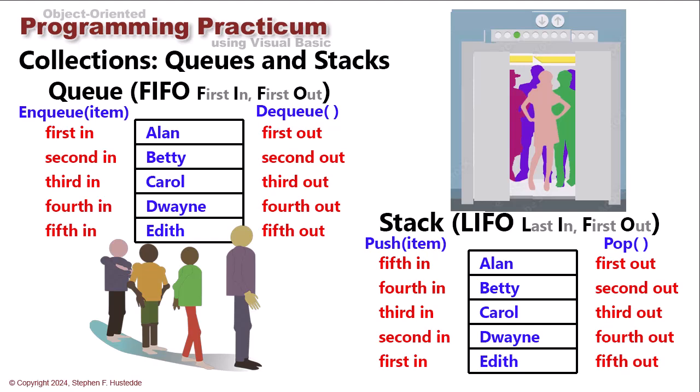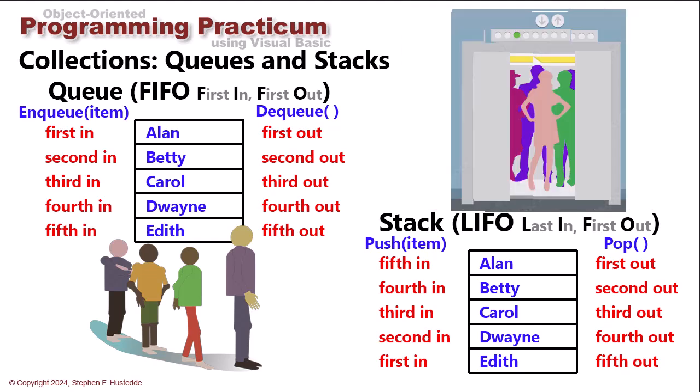So here we use a push command to add an item into the stack, and a pop command to remove the last item out of the stack. Now when I say last item, it's the last item in. So in our example here, let's say that the first in our elevator is Edith, and then Dwayne, and then Carol, and then Betty, and then Alan. And the doors open, and Alan is the first one out, and then Betty, and then Carol, and then Dwayne, and then Edith.